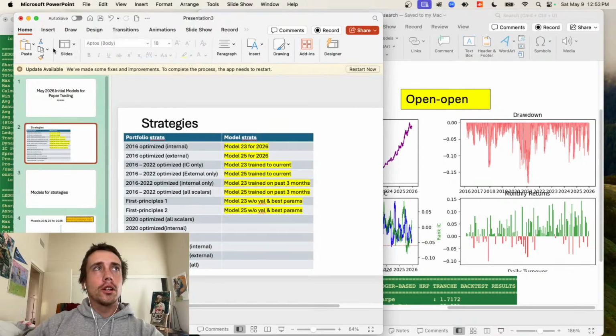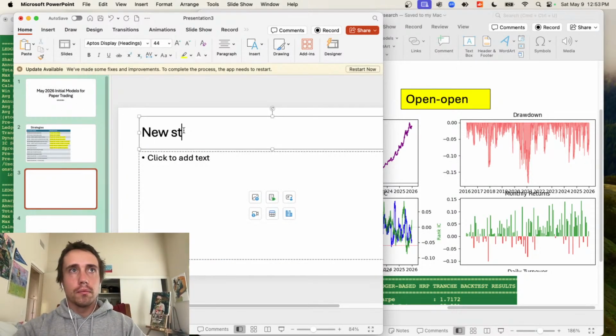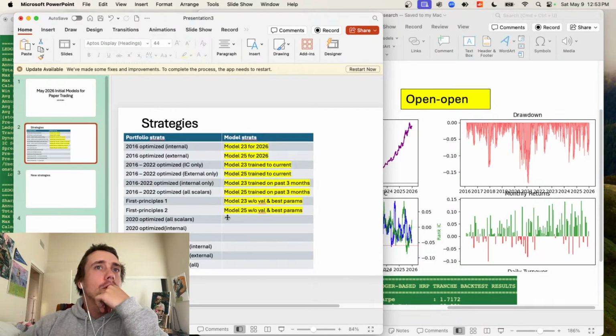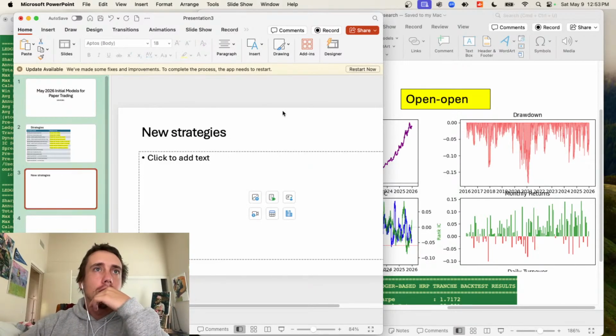So I think I'm going to change this. So portfolios will have way fewer portfolio strategies, but the same models.